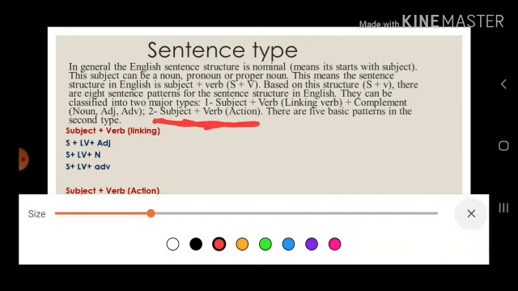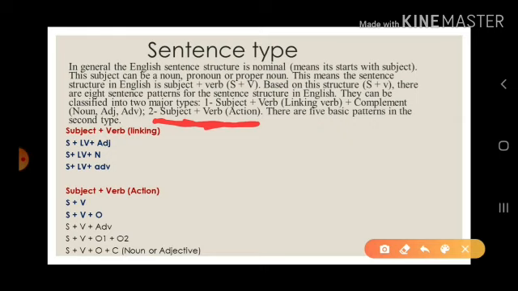There are 5 basic patterns in the second type. Action verb like play, break, go, like this verbs.